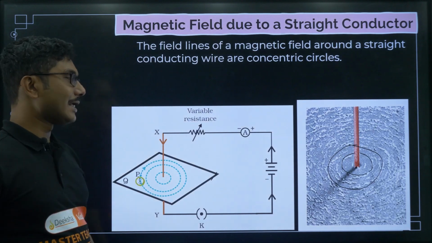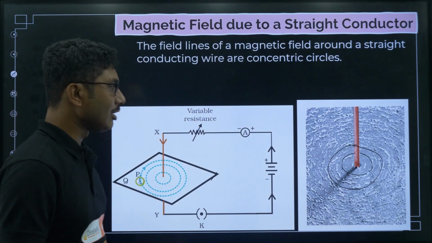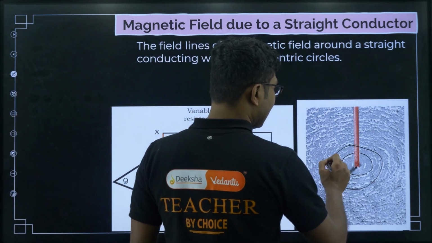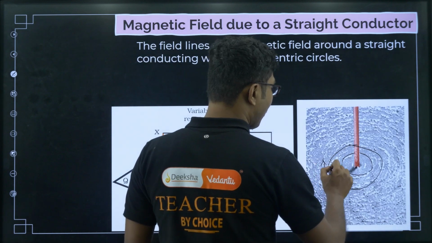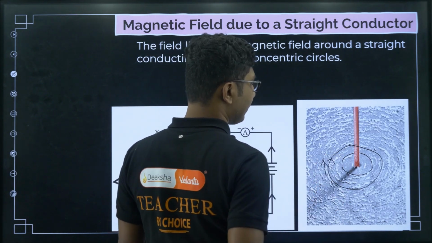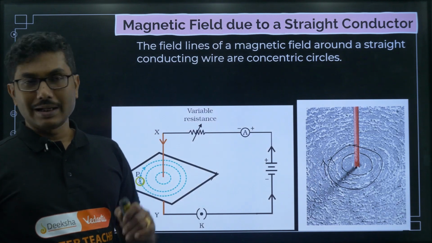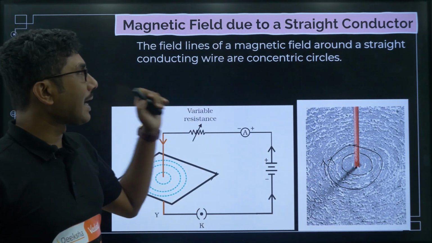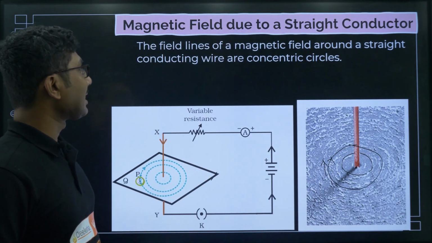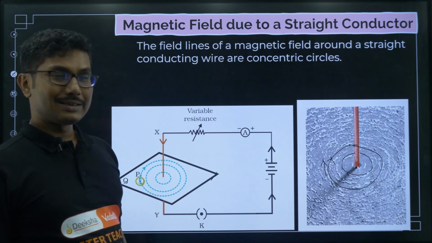To find the direction you have to put a compass needle at any of the points, and then whatever direction the needle will point, that will give you the direction of the magnetic field at that point. Okay, simple, clear. So the field lines of a magnetic field around a straight conductor wire are concentric circles.